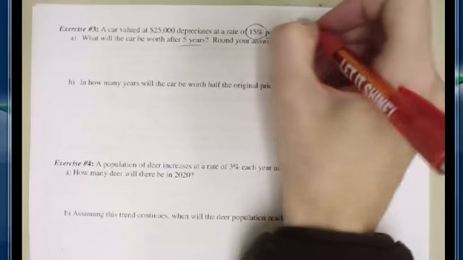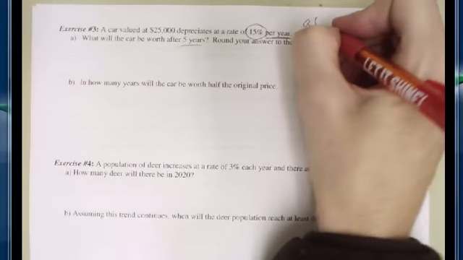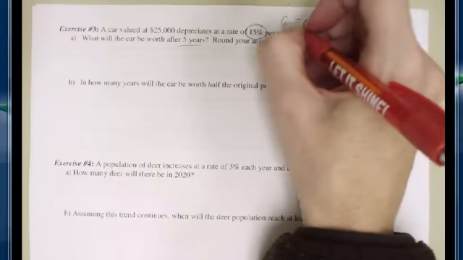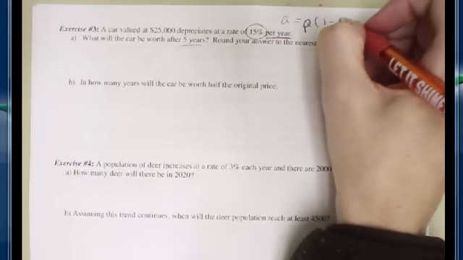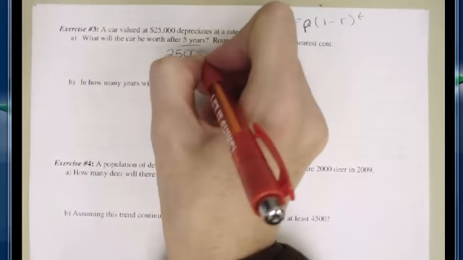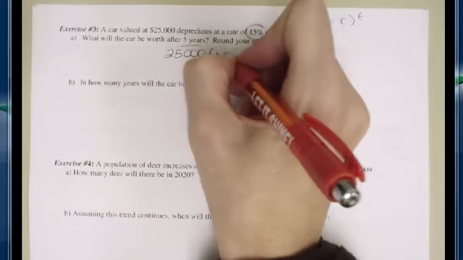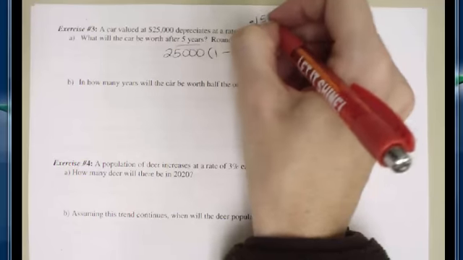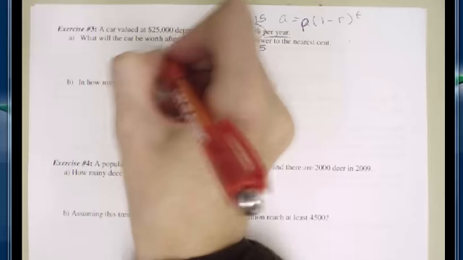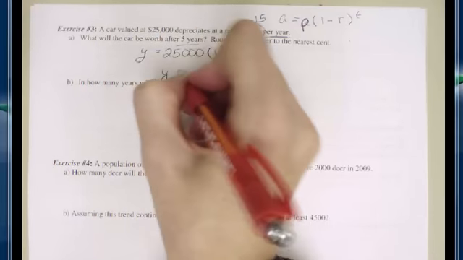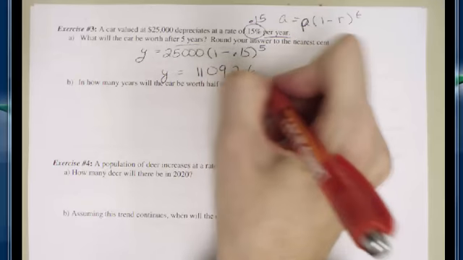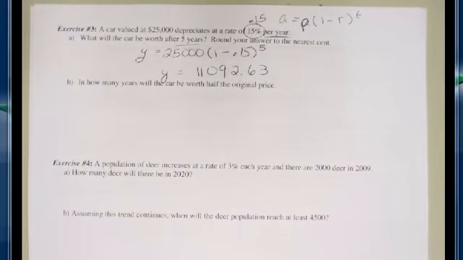So formula, P times 1 minus R to the T. So 25,000, 1 minus, this becomes 0.15, and the time is 5. That one's nice, plugs right in, rounds to $11,093.63.